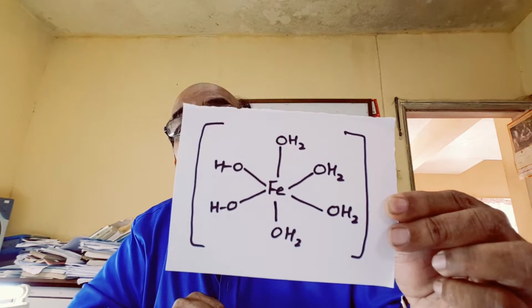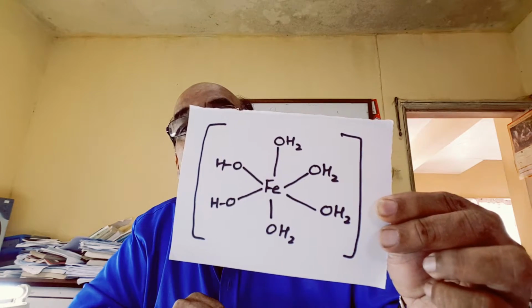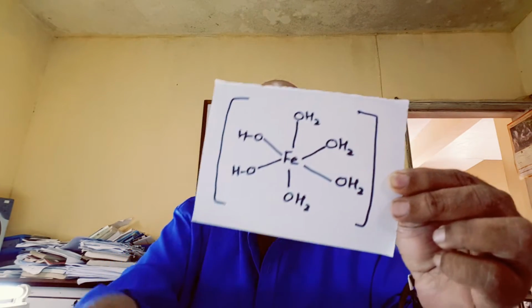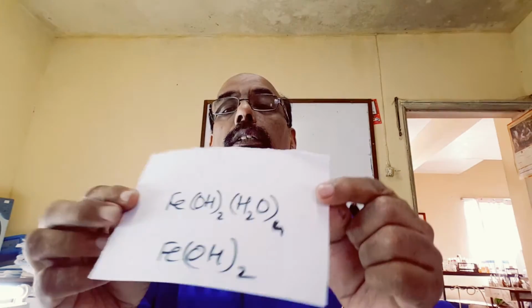It is Fe(OH)2(H2O)4, or we can write it simply Fe(OH)2. OH minus is a ligand, negative ligand. H2O is a ligand, neutral ligand. The shape of the complex is octahedral, to remind you.